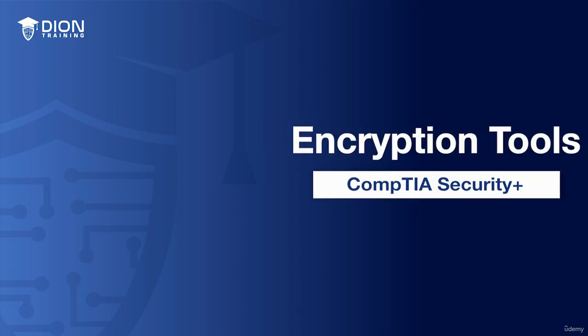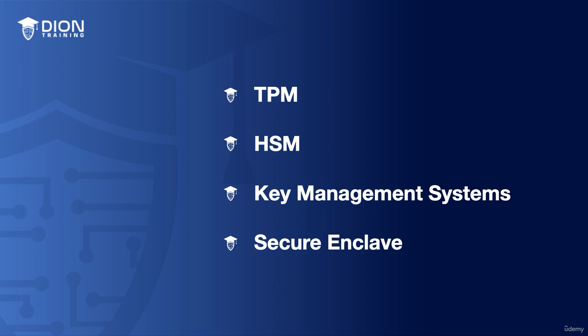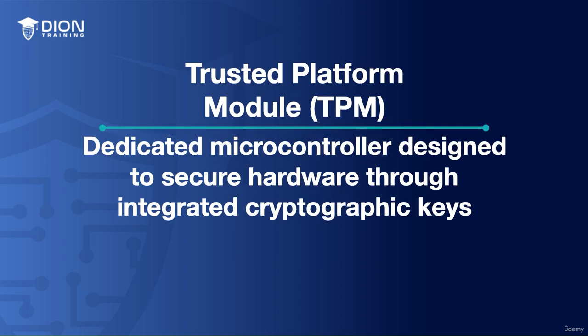In this lesson, we're going to discuss some various encryption tools that are employed to protect our enterprise networks and systems. These encryption tools include things like the TPM, HSM, key management systems, and secure enclaves, and all of these play a crucial role in ensuring the data security and integrity that is occurring across all of our different platforms and environments. First, let's talk about TPM, or the Trusted Platform Module.